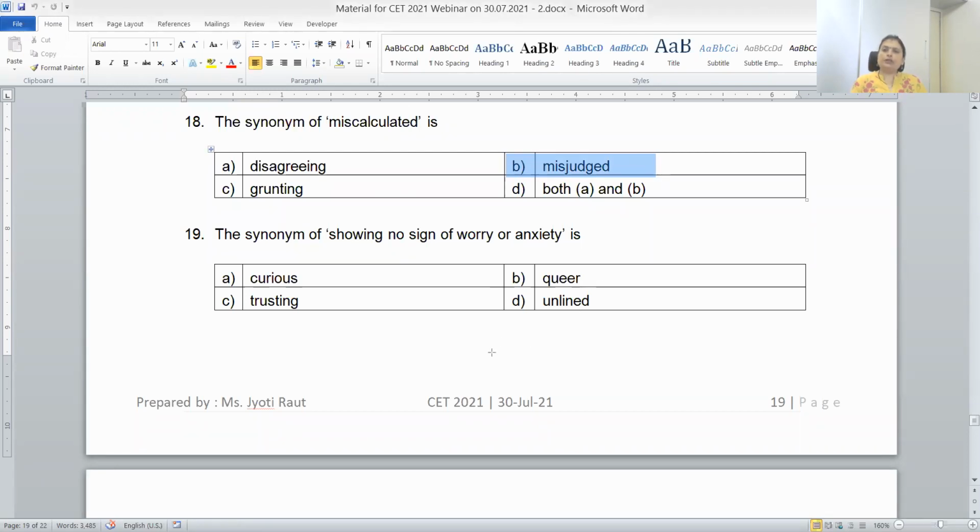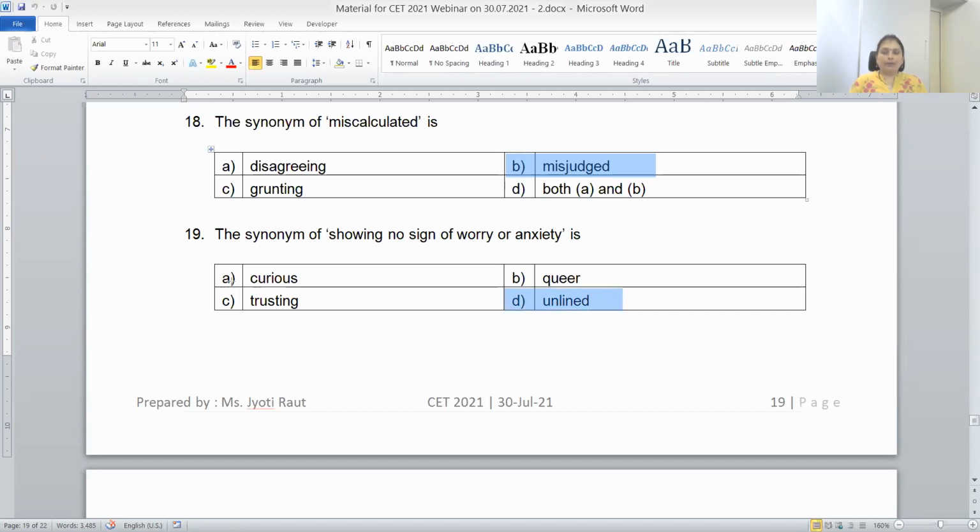Number 19, children. The synonym of showing no sign of worry or anxiety. Now children, see here, they have given you phrases, almost like word meanings. Children, it is option D, unlined.